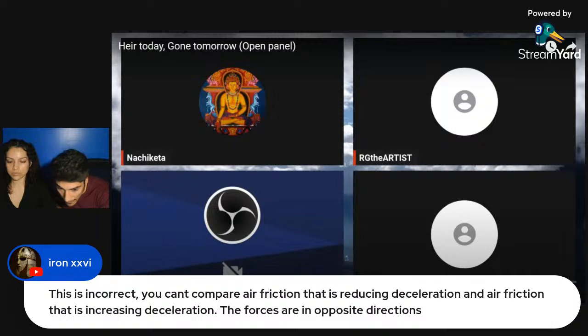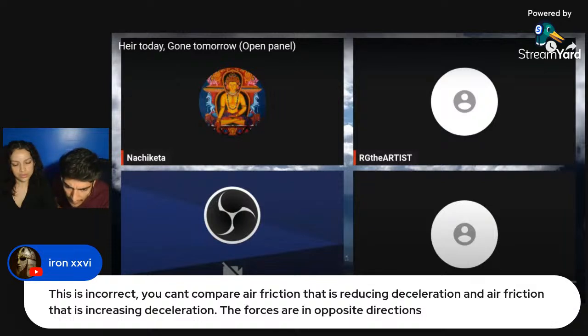Okay, I guess Aaron is in the chat. He says: this is incorrect. You cannot compare air friction that is reducing deceleration and air friction that is increasing deceleration. The forces are in opposite directions. Can I compare air friction and air friction that is increasing the deceleration? I don't know what you mean by that exactly. Do you get what he's trying to say?